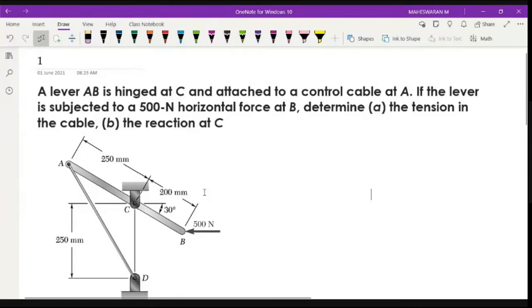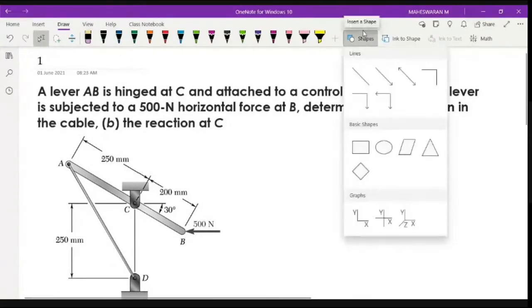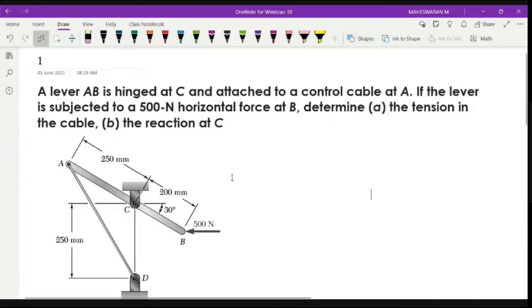They are asking you what is the tension in this cable and what will be the reaction at this point C. Before that, we have to draw a free body diagram. Which one do you have to draw as a free body diagram? The lever AB. So we have to draw the free body diagram for that lever AB. Let me draw that part alone.